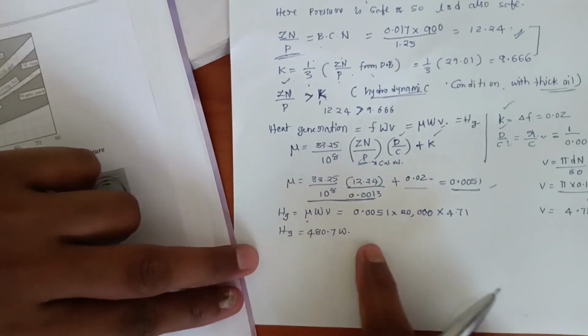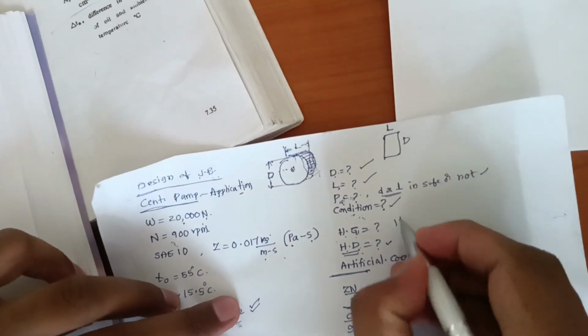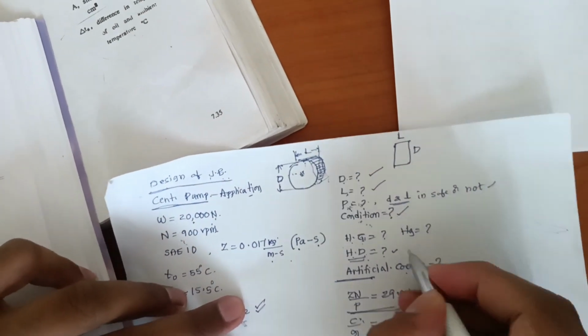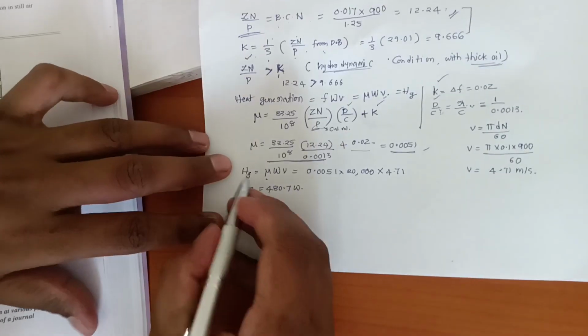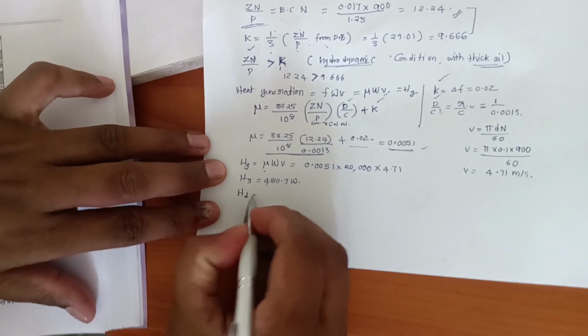As of now Hg is over. Now you have to find out the next one, Hd. Okay, now you have to find out the Hd. So let's see. Here the formula for Hd is equal to, see here from the above, Hd = K A (TB - TA).